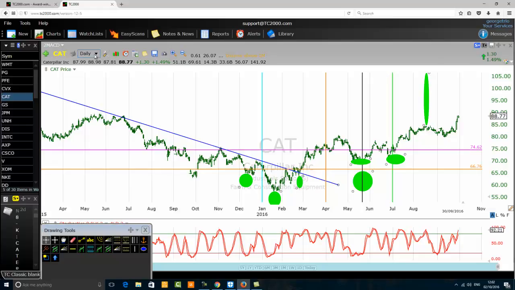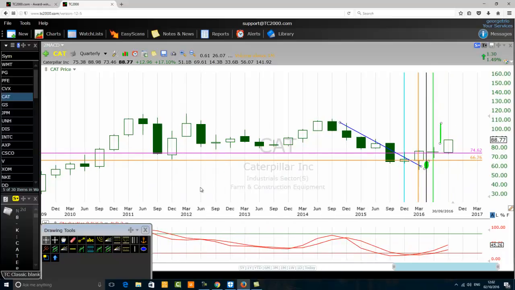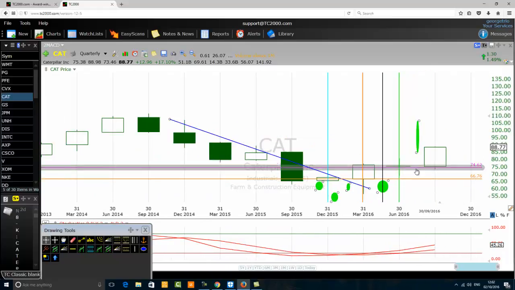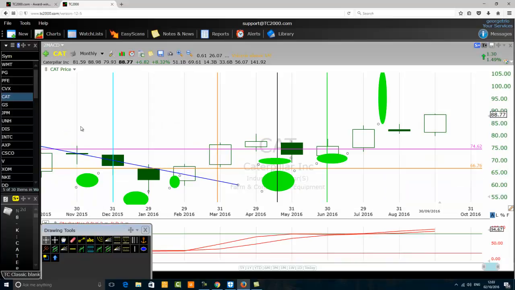Okay, if we go now to the quarterly chart one more time, the pink line that we have here is the median line of the quarterly candlestick bar that is ending at the end of September. So the third quarterly candle this year, 2016, is from July to September. The previous candlestick bar was formed at the end of June, right here.